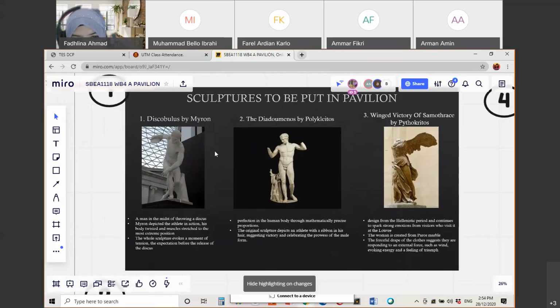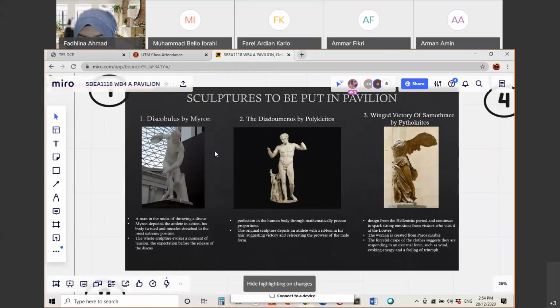The second sculpture that I choose is the Doryphoros by Polykleitos, which shows the perfection of the human body through mathematically precise proportion. This sculpture depicts an athlete with a ribbon in his hair, suggesting victory and celebrating the prowess of the male form. And then I choose the Winged Victory of Samothrace by Pythokritos.